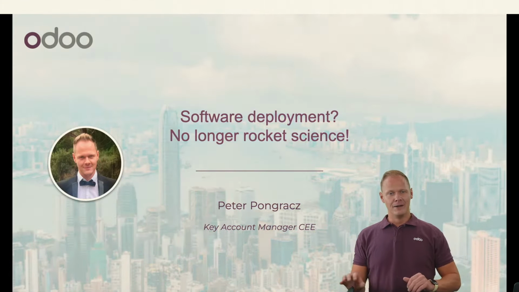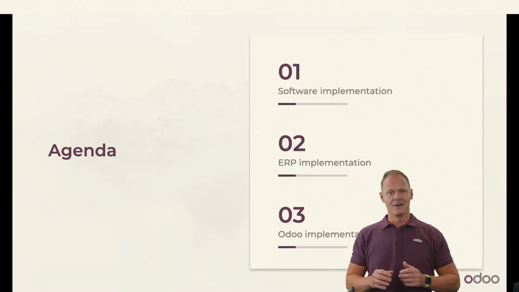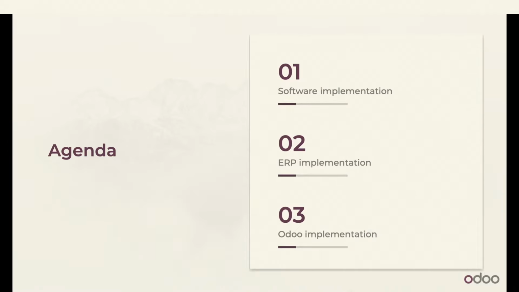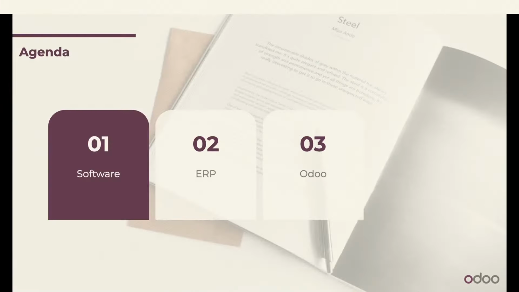So if we take a look at our agenda for the day, as I mentioned, we will talk about software implementation, which is a quite broad term. In the second section, we will be talking about ERP, so enterprise resource planning, which means all the software that essentially runs a company. And lastly, we will talk about the Odoo ERP, which is an ERP system that's a little bit different to a traditional system. So let's dive right in.